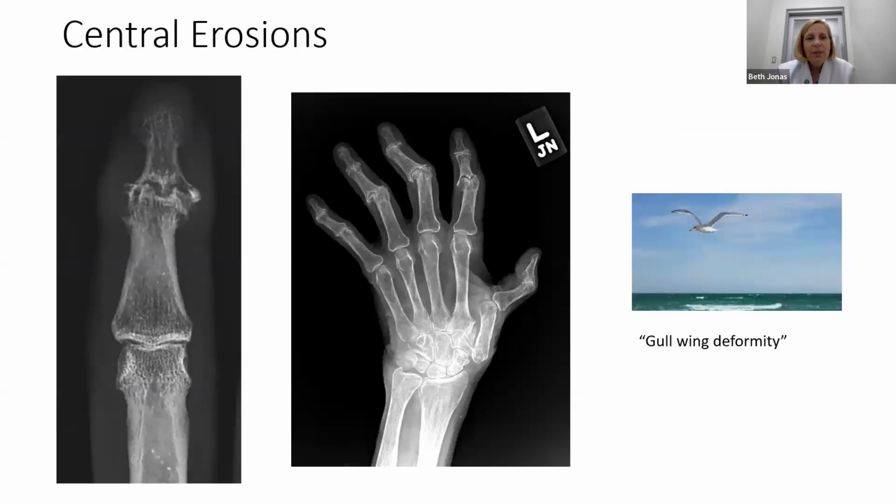So this is an example of central erosion, and this is a seagull and a sea, so we can feel like we're at the beach here. Sometimes this is called a gull wing deformity. You can see here this central erosion. So there's an erosion in the center of this DIP joint, and it kind of looks like the gull wing of a seagull flying out over the ocean. You can see it here. It's most characteristically seen at the DIP in patients with osteoarthritis, but you can also see it at the PIP joints. You can see that here at this second PIP in this patient.